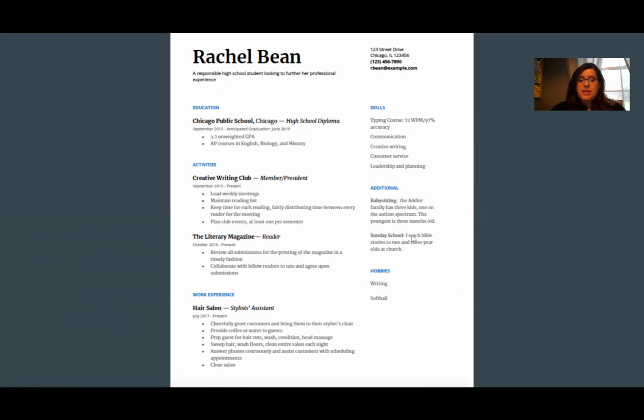This would be particularly good to add in if it's for like a college admissions application or a scholarship application. So now that is the form. You can see the actual organization of it, and it's pretty basically laid out, okay?